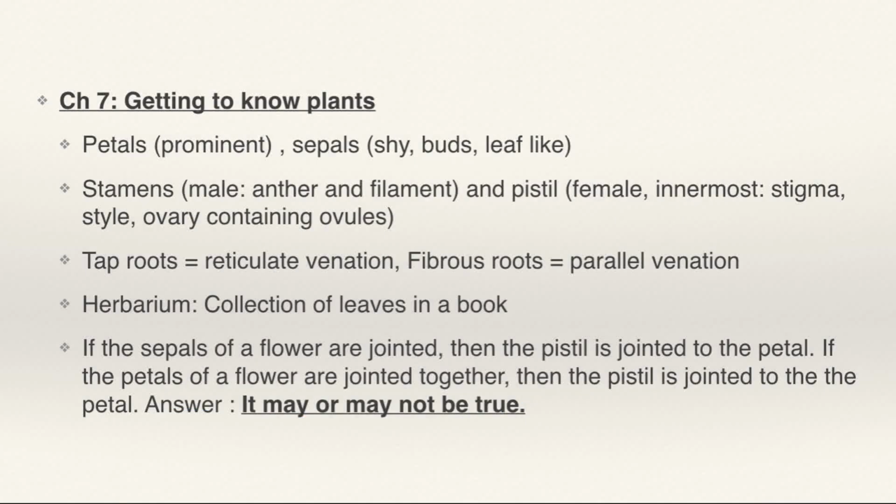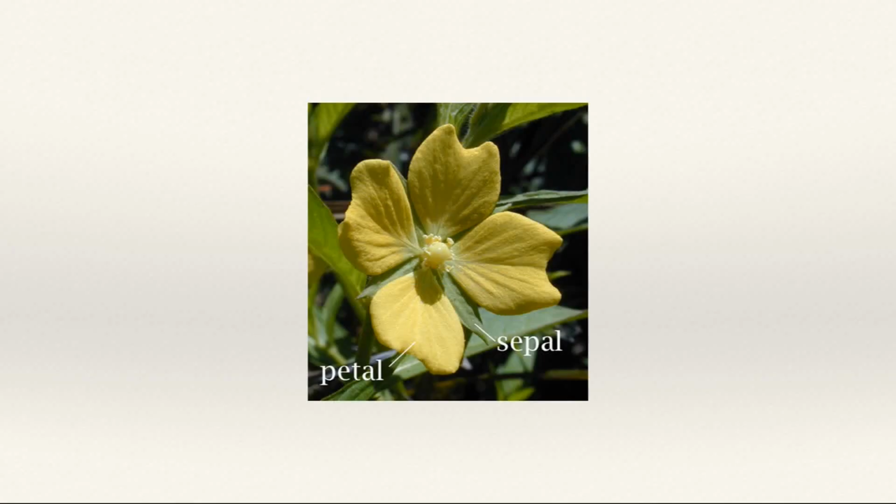Now just remember, petals are prominent while sepals are shy. Stamens are male, and anther and filament are male organs, while pistil is female: stigma, style and ovary containing ovules. Tap roots are present in reticulate venation and fibrous roots in parallel venation. And herbarium is a collection of leaves in a book. Just remember the answer to this may or may not be true. And this is the diagram for petal and sepal.